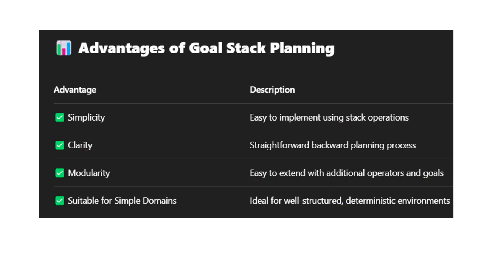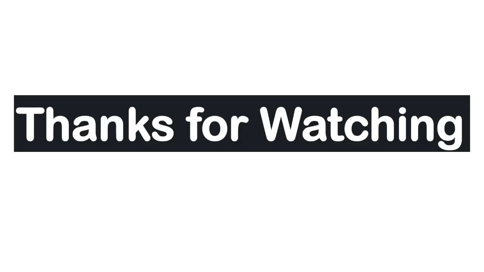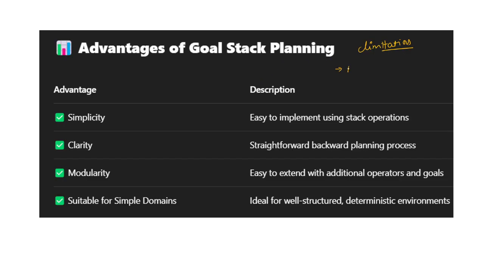Along with the advantages, we have some limitations of goal stack planning also. So I'm writing the limitations over here. So students, the first limitation is it does not follow parallelism. That means it cannot handle tasks that could occur concurrently. Another limitation is that it is fragile to change. That means it does not adapt well to dynamic or uncertain environments.